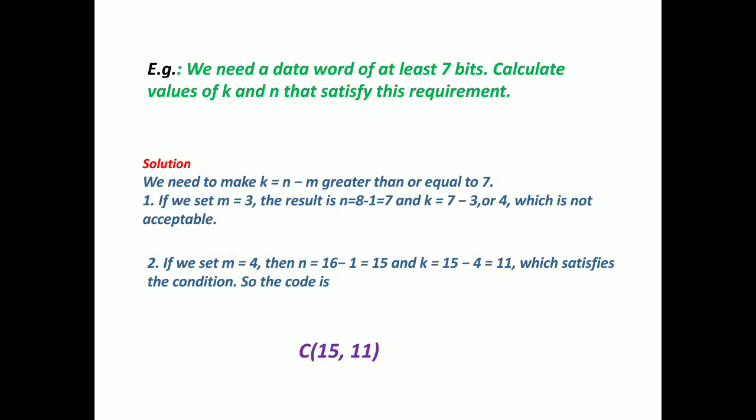Now we take an example. Suppose we need a data word of at least 7 bits. Calculate values of k and n that just satisfy the requirement. So we need k equal to n minus m greater than or equal to 7. Suppose we take m equal to 3, then we get n equal to 7 and k equal to 4, which is not acceptable. Now we take m equal to 4, then we get n equal to 15 and k equal to 11, which satisfies the condition. So the required code is C(15,11).